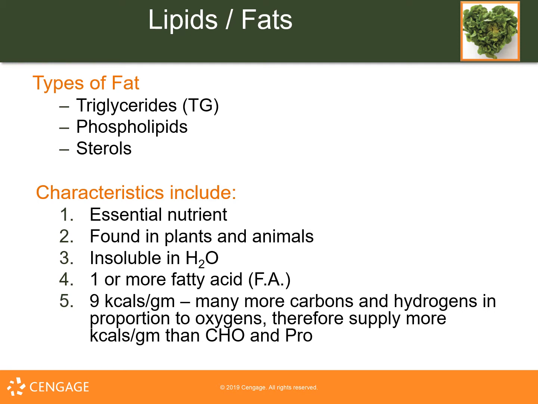So lipids, or fats. We have three types of fats we'll talk about: triglycerides, phospholipids, and sterols. Characteristics include that they are essential nutrients, they are found in both plants and animals, they are insoluble in water, contain one or more fatty acids, and provide 9 calories per gram. They have many more carbons and hydrogens in proportion to oxygen, therefore supply more calories per gram than carbohydrates and protein.